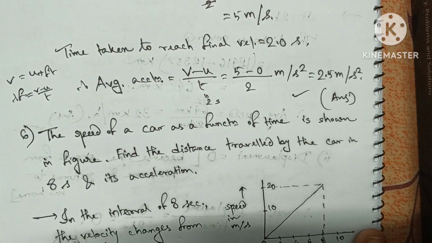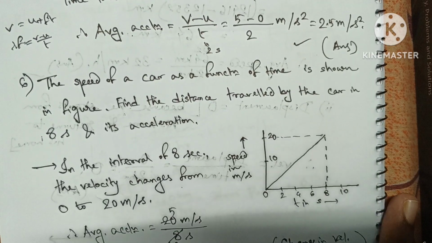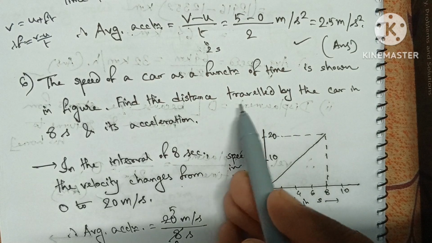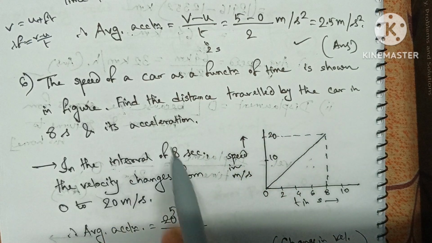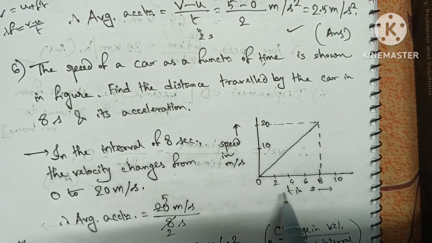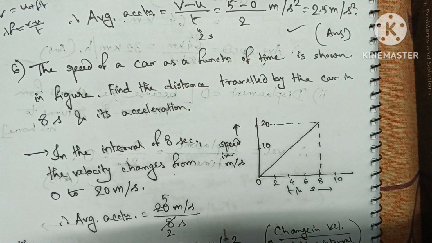Now let's come to question number 6. It says, the speed of a car as a function of time is shown in figure. Find the distance traveled by the car in 8 seconds and its acceleration. And the corresponding graph is given here. This is the corresponding figure.